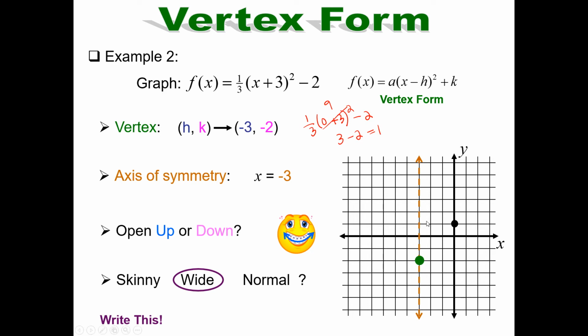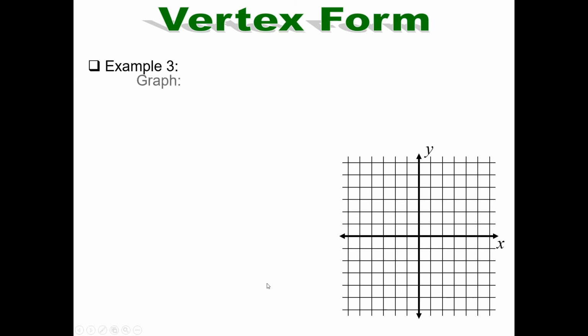And then since it's 3 units away from the AOS on the right, there's 1, 2, 3 units away from it on the left. And my parabola opens up, and it is wide like this, like we said it was, so I know it's right. I labeled my function right there, f of x. Okay, so let's look at another one.